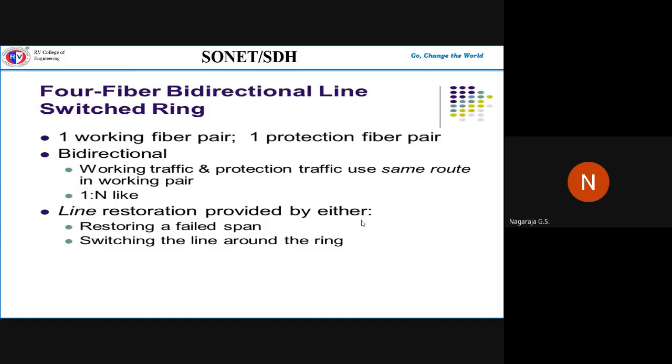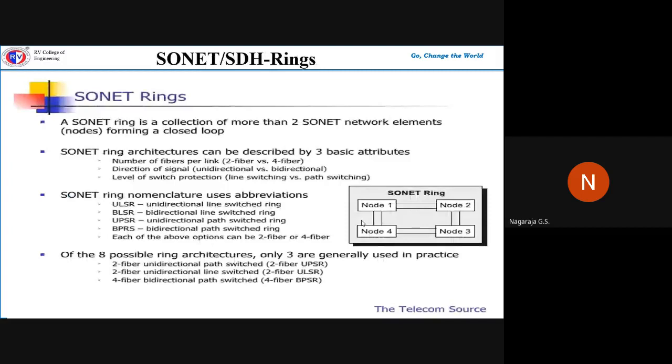That's the whole idea of how we can build bidirectional and unidirectional Sonet networks, using either a 2-fiber pair or a 4-fiber pair. I'll just show you those things now. This is one simple Sonet ring.